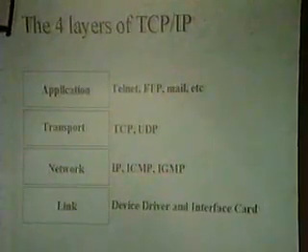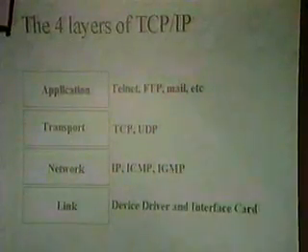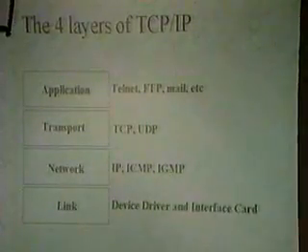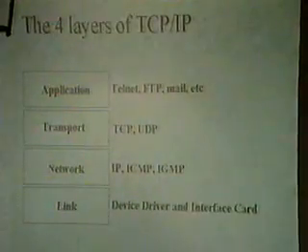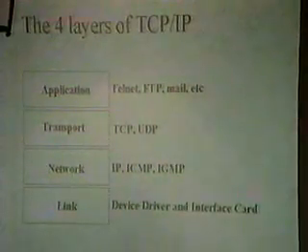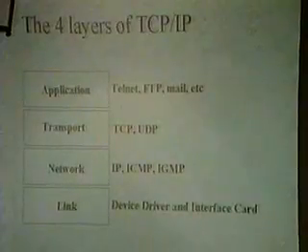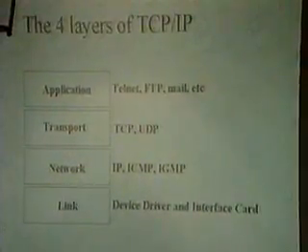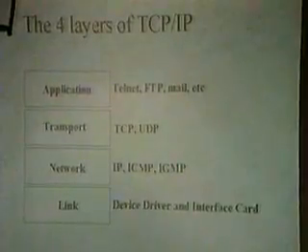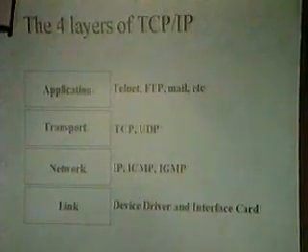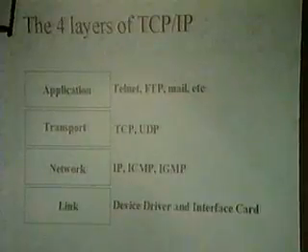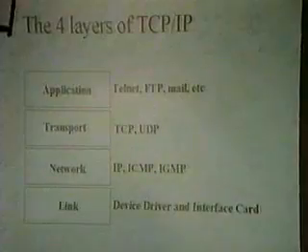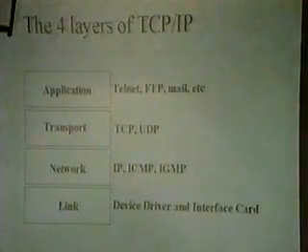Starting from the bottom, you have the link layer, which is the device driver and interface card, your network interface card. It's as simple as that. Moving on up the stack, we have the network layer, which is typically comprised of IP, ICMP, and IGMP. Moving on up the stack, we have the transport layer, which consists of either TCP or UDP. And at the very top of the stack is our application level. These are the actual applications that the users interact with, such as Telnet, FTP, mail, what have you.